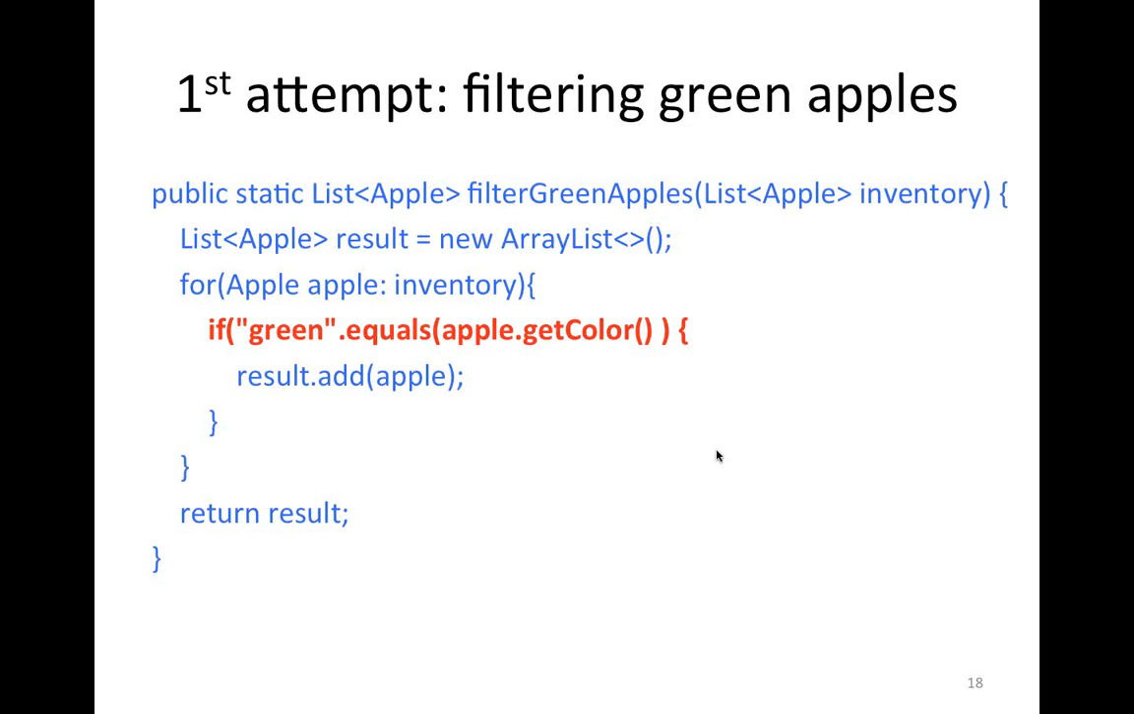So as a software engineer, we write our first piece of code, and we write a method, filterGreenApples, that takes a list of apples. We create an accumulator, which will be the result. We loop through every single apple in this inventory. We make sure that the color of an apple is green. If yes, then we add it, and so on until we've processed the whole list. So this is great. The farmer is happy because he can now find out about all green apples.